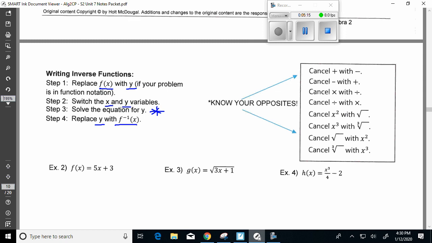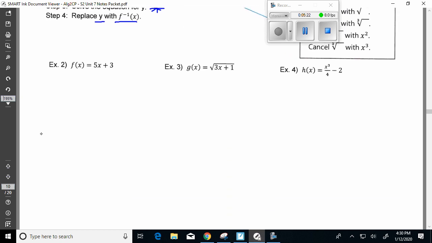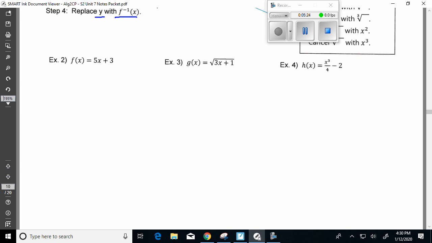With that being said, let's go on and do a couple of examples. Examples 2, 3, and 4 were already done in the notes from last week, Friday. So I'll quickly provide what those answers were so that we're all on the same page. For example 2, the inverse function was x minus 3 divided by 5.